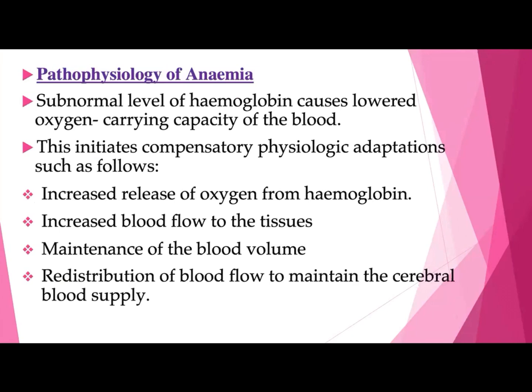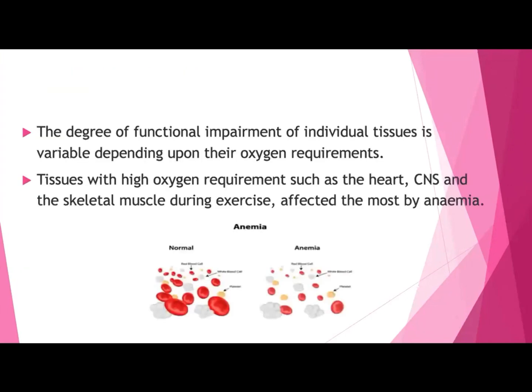What is the pathophysiology of anemia? The hemoglobin function is to deliver oxygen to the tissue. So when the hemoglobin is reduced, there will be a reduction in oxygen delivery to the tissue. As a compensatory mechanism, there will be easy release of oxygen from the available hemoglobin and increased blood flow to the vital tissue, with maintenance of the normal blood volume and distribution of the blood. The degree of effect of anemia differs according to the type of tissue.